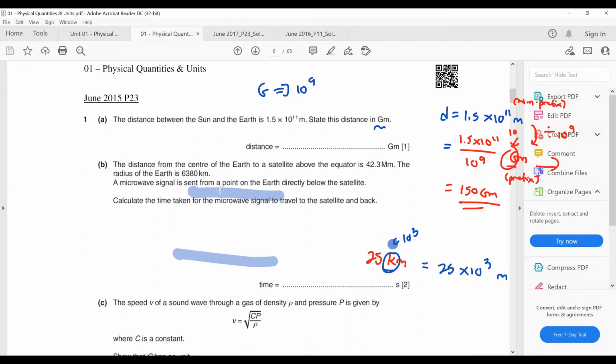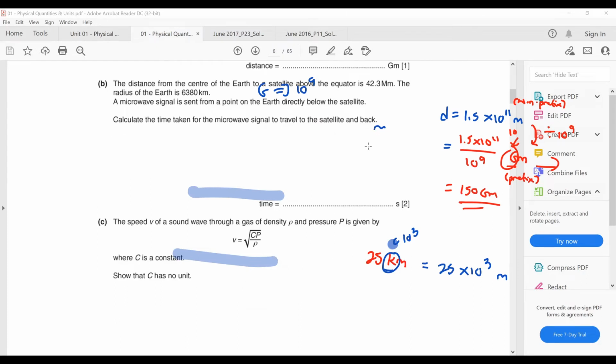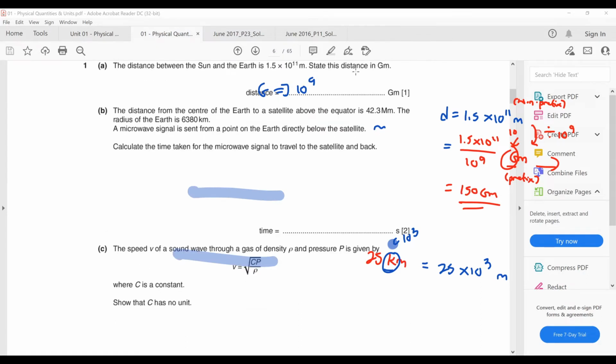Okay, and then the other one, the distance from the center of the Earth to a satellite above the equator is 42.3 megameter. The radius of the Earth is 6,380 kilometer. A microwave signal is sent from a point on the Earth directly below the satellite. Calculate the time taken for the microwave signal to travel to the satellite and back. Okay, now this one here requires you to know something from waves.